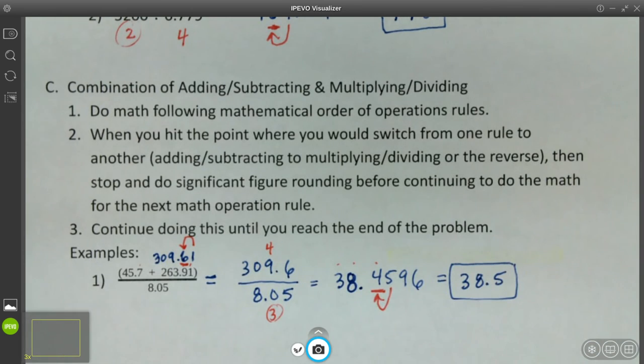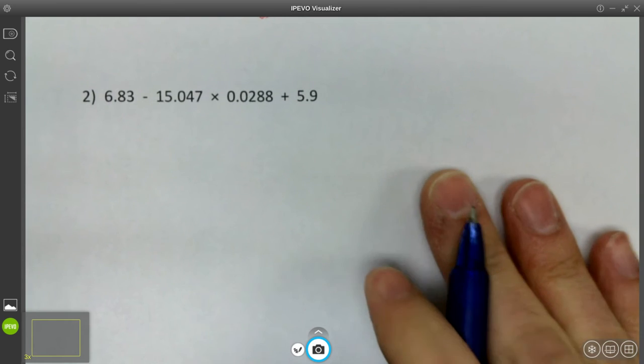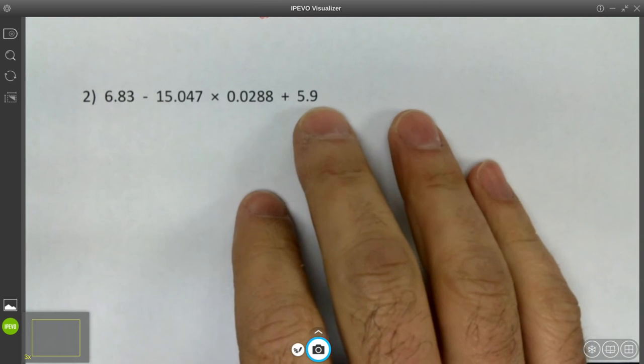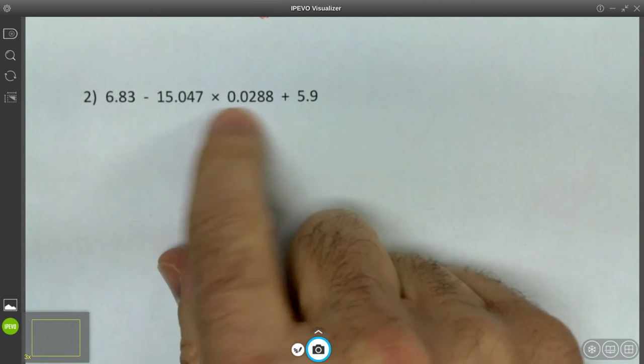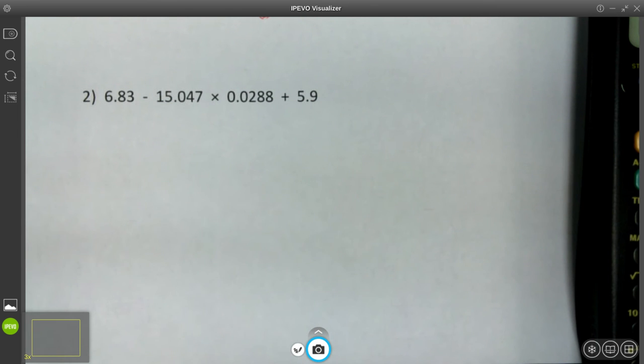Okay. Last one. You're almost there. Just another practice one. So order of operations says on this, we do multiplying and dividing first. So we've got a multiplying here in the middle. So I'm going to multiply 15.047 times 0.0288.